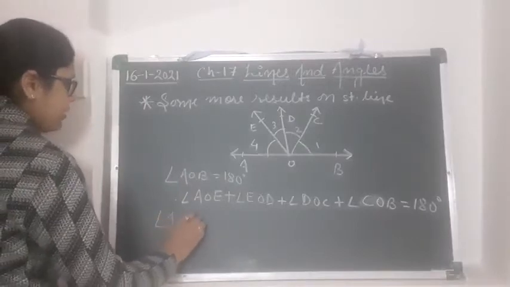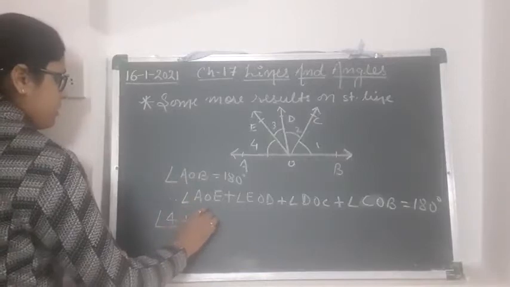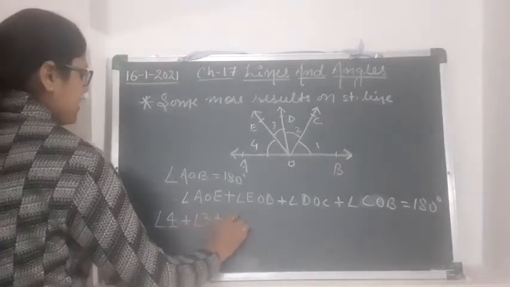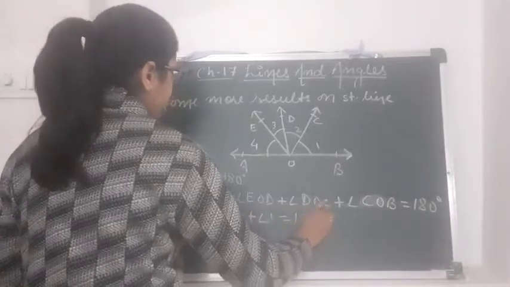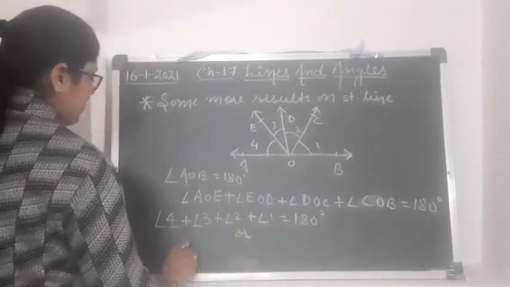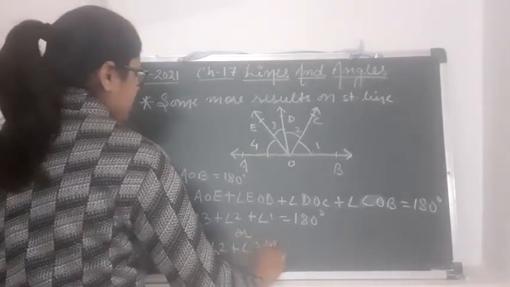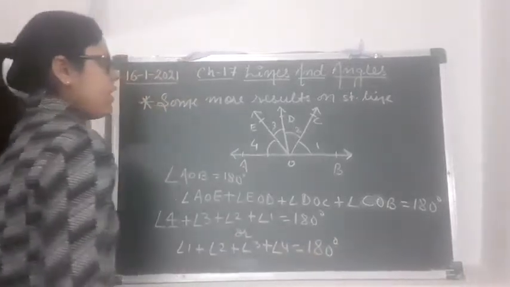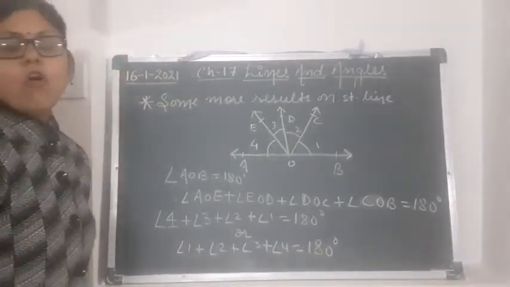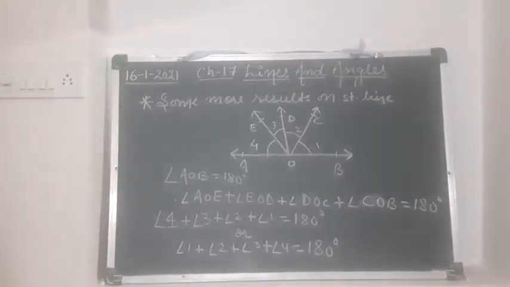So angle 4 plus angle 3 plus angle 2 plus angle 1 is equal to 180 degrees. Or you can write angle 1 plus angle 2 plus angle 3 plus angle 4 is equal to 180 degrees. Why? Because angles formed on a straight line. Okay. So like this we will do.